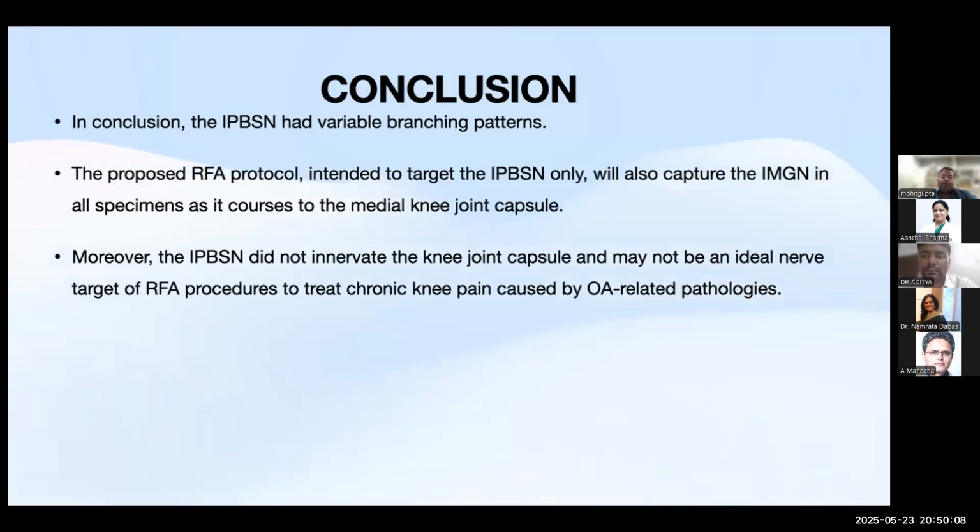So in conclusion, the infrapatellar branch had variable branching patterns, and the proposed RFA protocol intended to target the infrapatellar branch will also capture the inframedial genicular nerve in all the specimens as it courses to the medial knee joint capsule. Moreover, the infrapatellar branch did not innervate the knee joint capsule and may not be an ideal nerve to target with RFA procedures to treat chronic knee pain caused by OA-related pathologies.